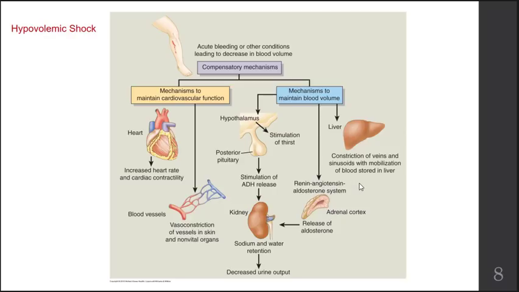Angiotensin is a hormone that promotes vasoconstriction, ultimately increasing blood pressure. So, a vasoconstriction effect, in addition to its promotion of sodium retention by the kidneys due to aldosterone.